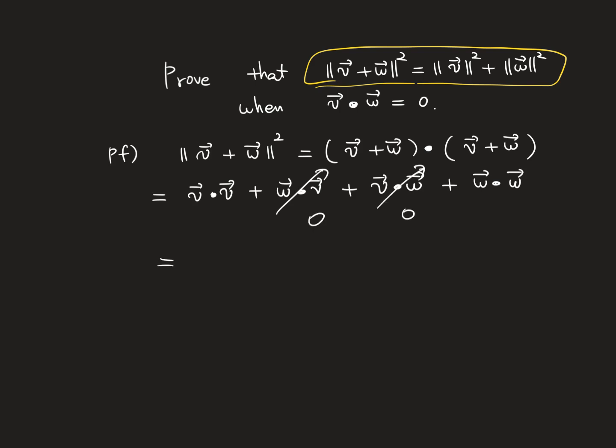Okay, so by definition, V dot V is equal to V norm square, and W dot W is equal to W norm square. Well, even for a complex vector, this proof is valid, because a 0 conjugate is also 0. So even if V and W are complex vectors, this Pythagoras theorem always holds.